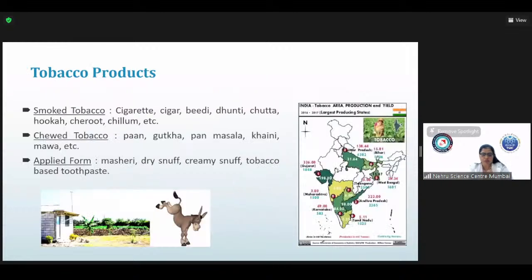The largest tobacco producing states in India are shown here in the darker shade of green. Gujarat and Andhra Pradesh have the highest tobacco producer states. These crops do not need any supervision from any kind of animals, and that is why I put here pictures, because animals also don't eat them.